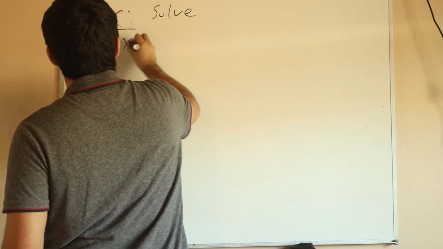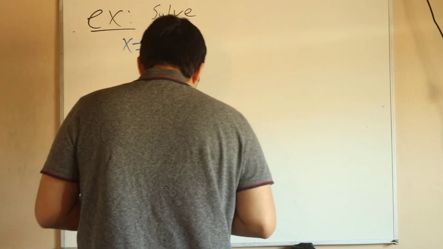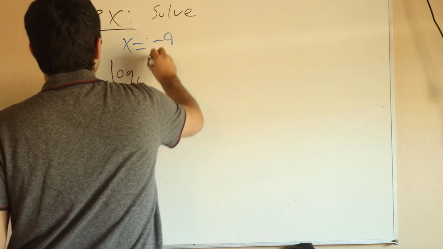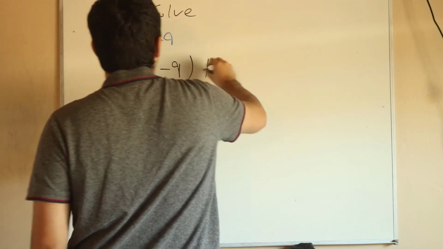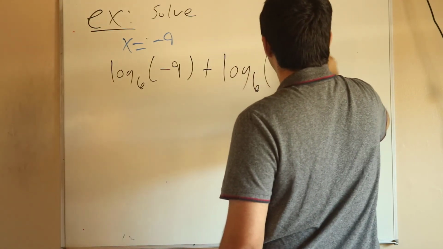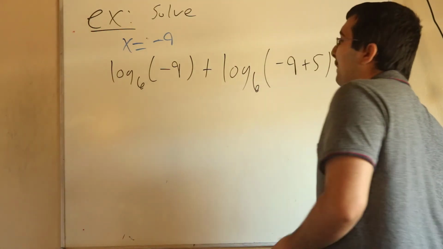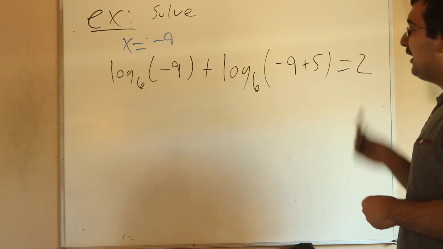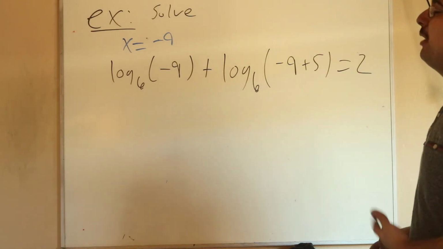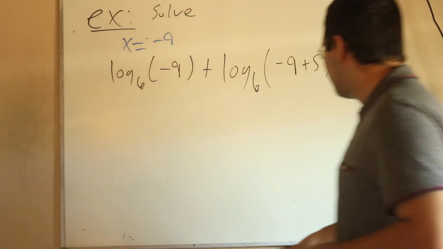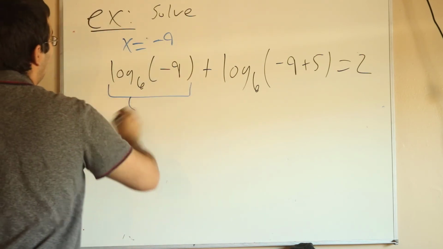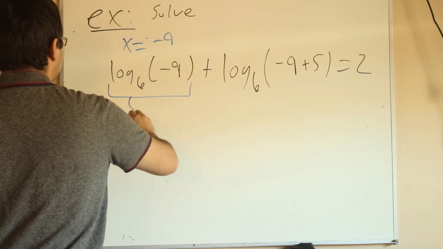So if we have x equals -9 and I plug that in, what I have then is log base 6 of -9 plus log base 6 of -9 plus 5 equals 2. Alright. And right here, after we plug that in, this is where our alarm bell should be going off in our head. And why is that? Because right here, I have log of a negative number.